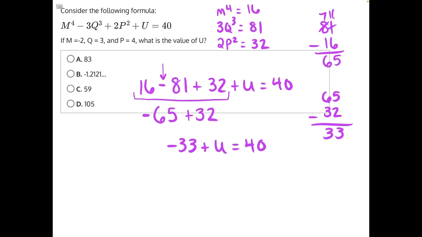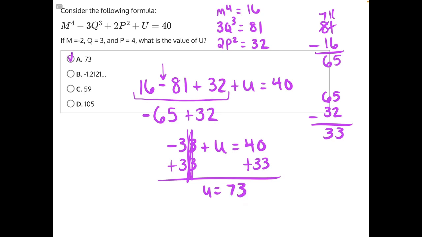And now we can do opposite operations to isolate u. This 33 is negative, so the opposite would be adding it to both sides of our equation. These 33s will cancel, leaving us with u is equal to 73, making answer choice A our correct answer.